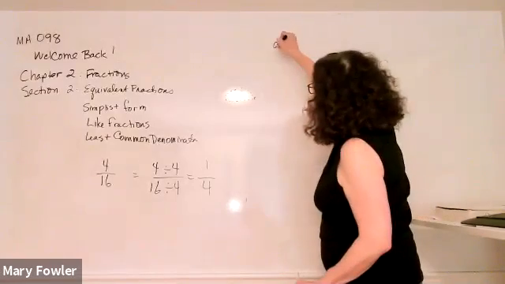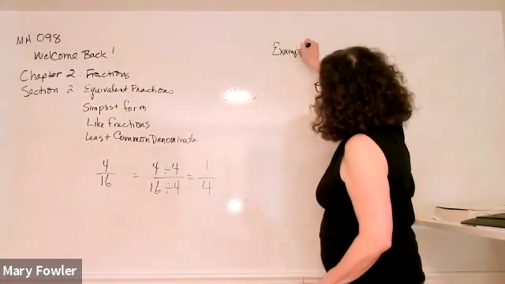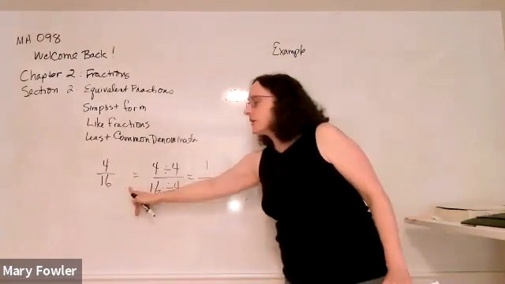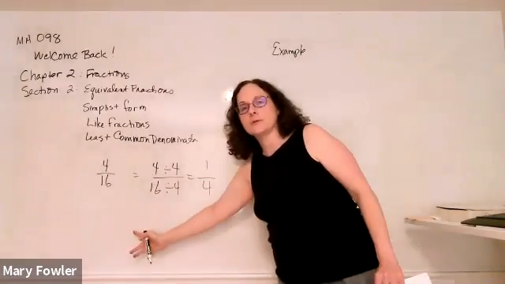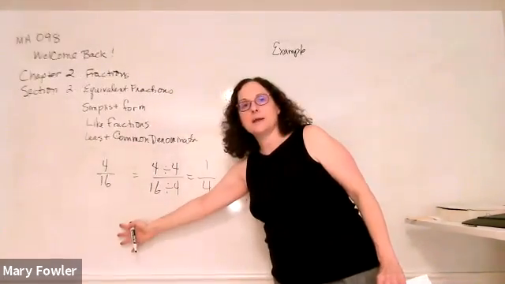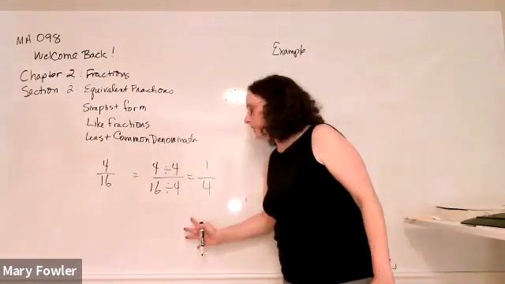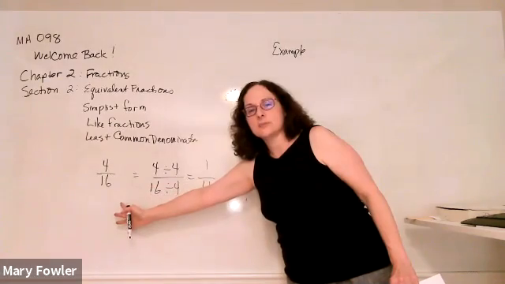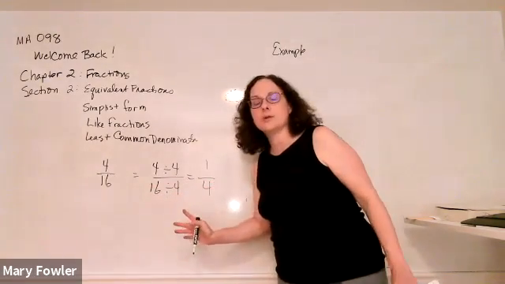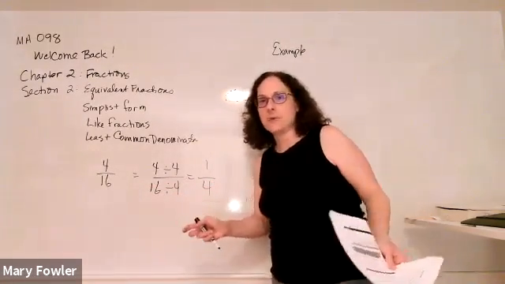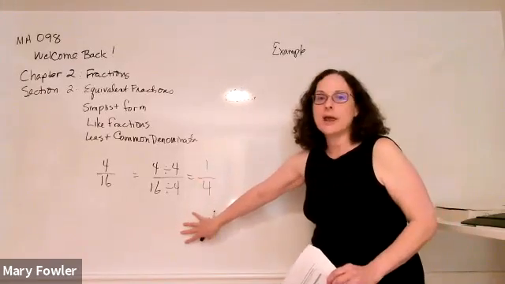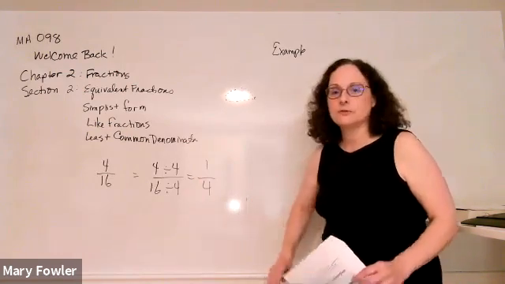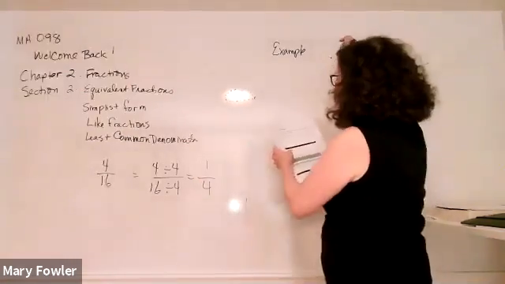Before I move away, if this isn't clear what we're doing, please draw out a brownie pan and break one pan up into 16ths and the other pan up into just fourths. Look at how much brownie you get with 4/16, and look over here at how much brownie you get with 1/4, and see that it's the same. That's the picture that would help with understanding this relationship.